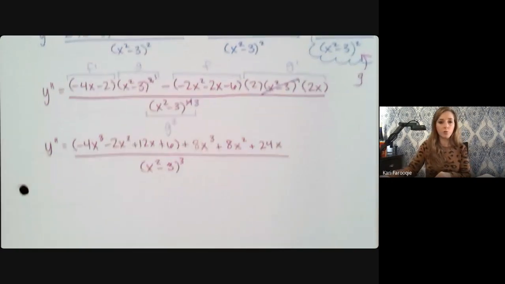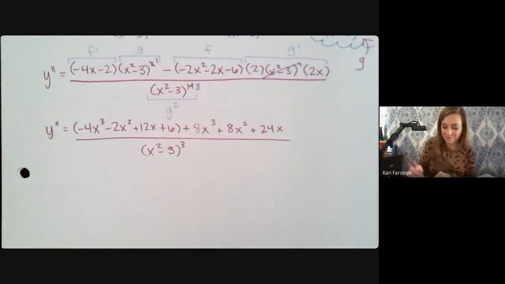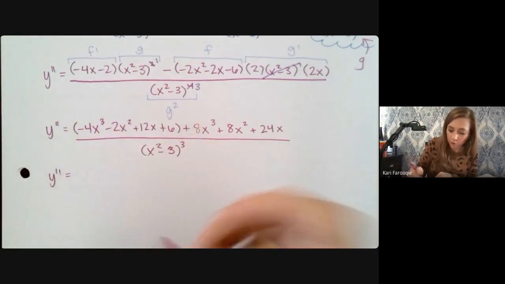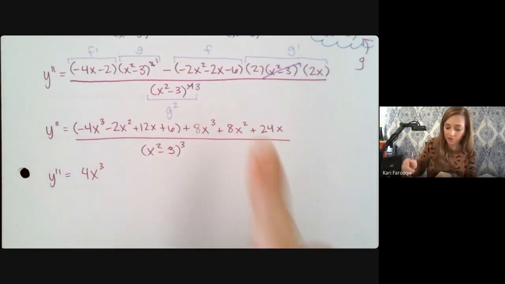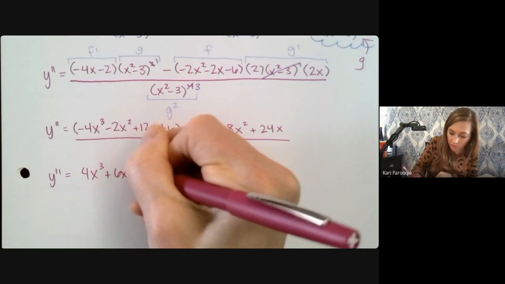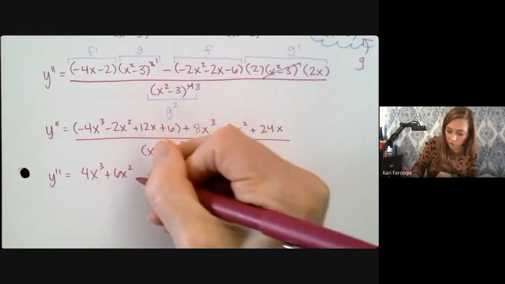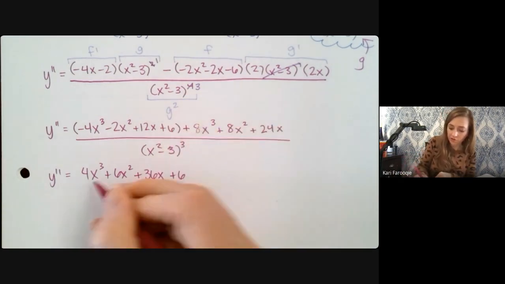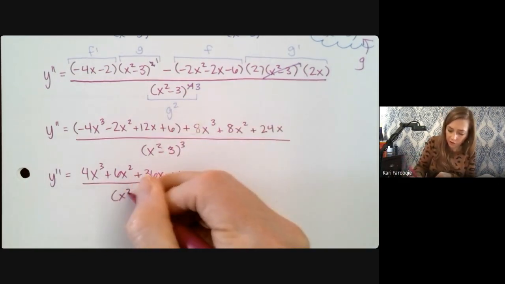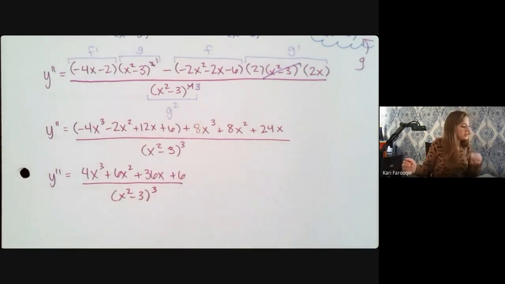We're going to simplify this one more time before we take the 3rd derivative. Okay. Negative 4x cubed plus 8x cubed is 4x cubed. Minus 2x squared plus 8x squared is 6x squared. Plus 12x plus 24x is plus 36x. And then I have just a plus 6 divided by x squared minus 3 quantity cubed. Looks good. All right. You got one more derivative in you?